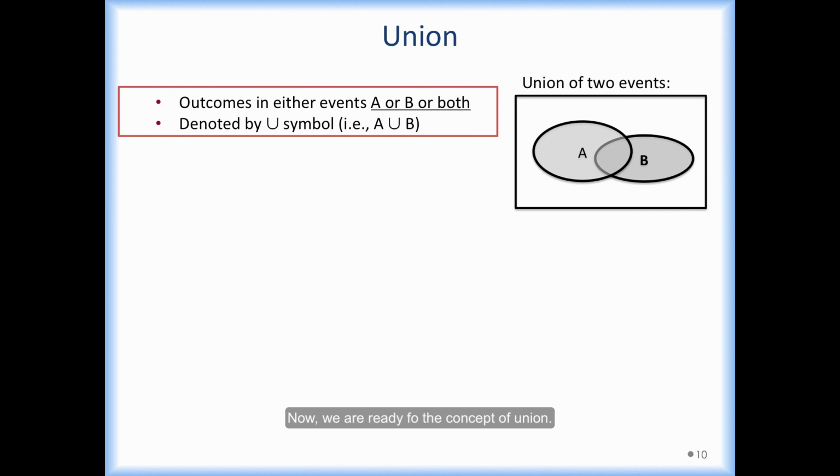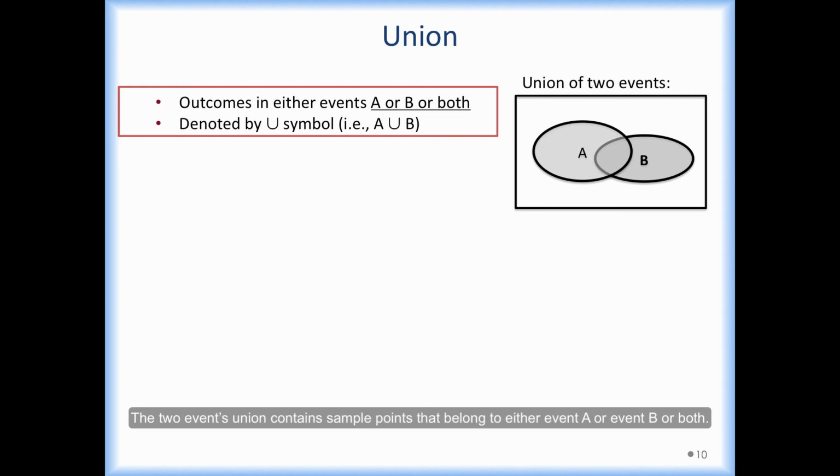Now, we are ready for the concept of union. Suppose we have event A and event B. The two events' union includes sample points that belong to either event A or event B, or both. We use a U-shaped notation to denote union.